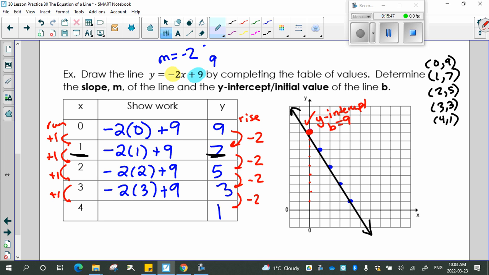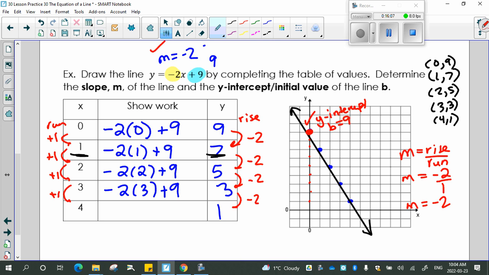The slope, we've already figured out the rise and the run. So the slope is negative 2 over 1, which is the same as negative 2, which was Brock's prediction for slope. So we got that right as well.